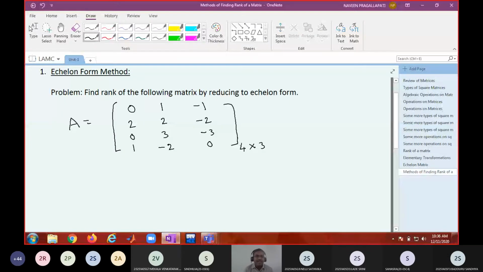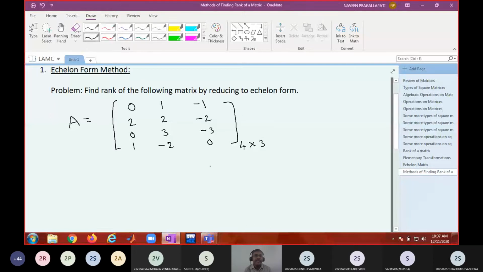Now, is it a square matrix or a non-square matrix? It is a non-square matrix. But though it is a non-square matrix, can you see diagonal positions? Yes, sir. 1,1; 2,2; 3,3. So this is the 1,1 position, 2,2 position, and 3,3 position.